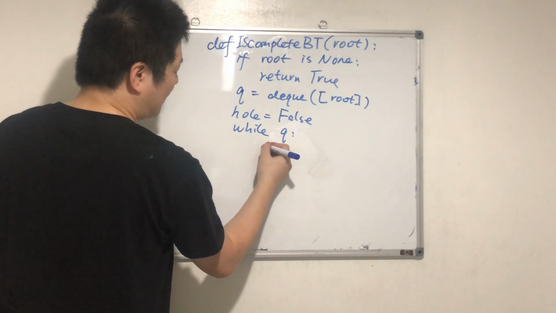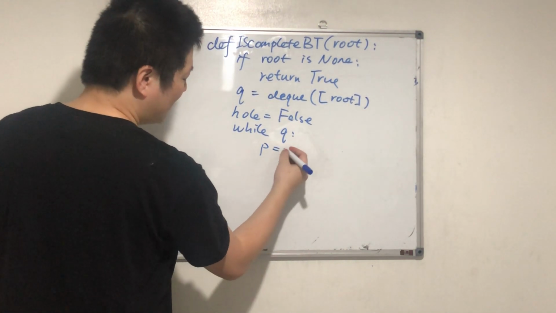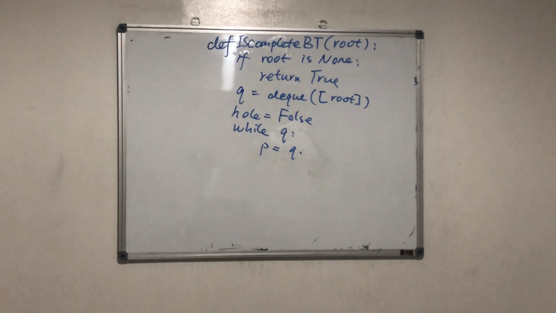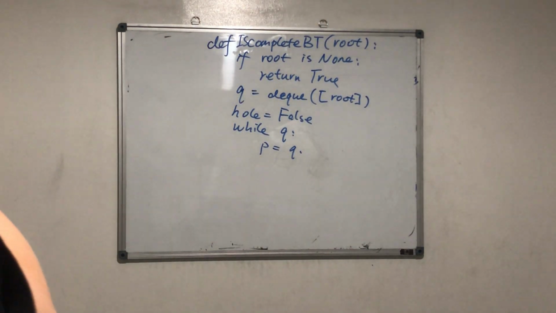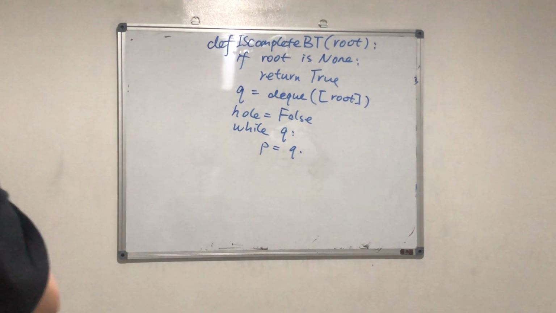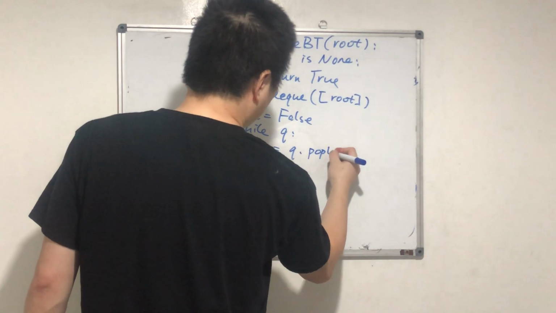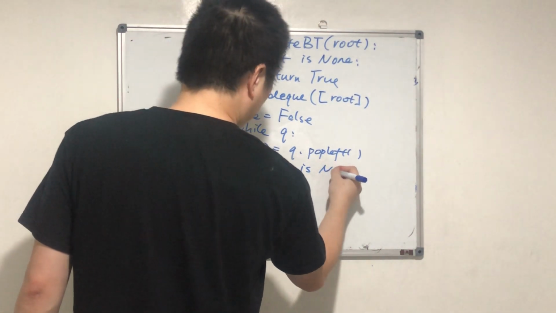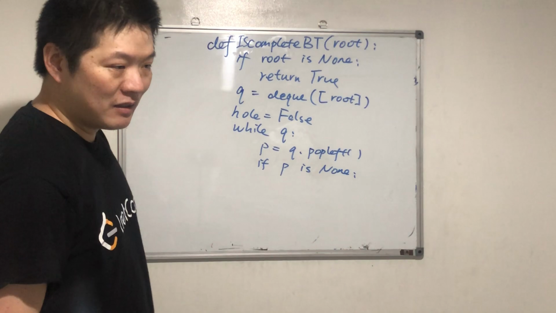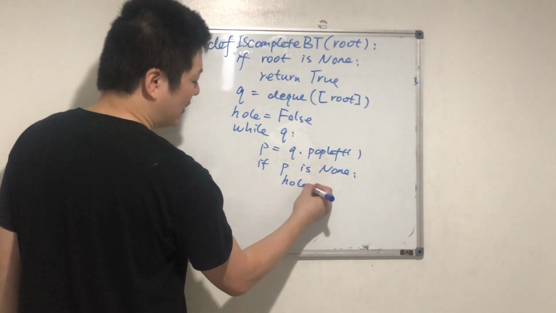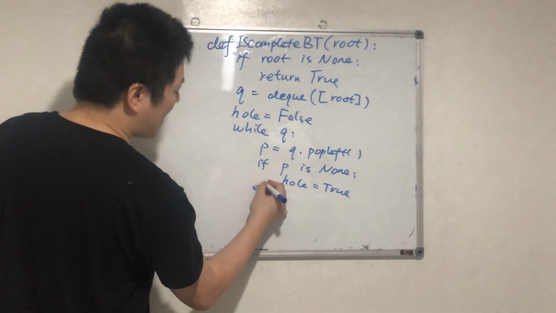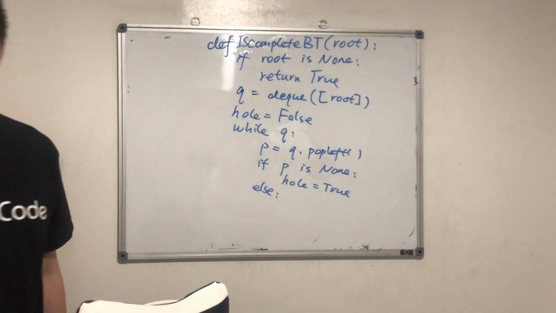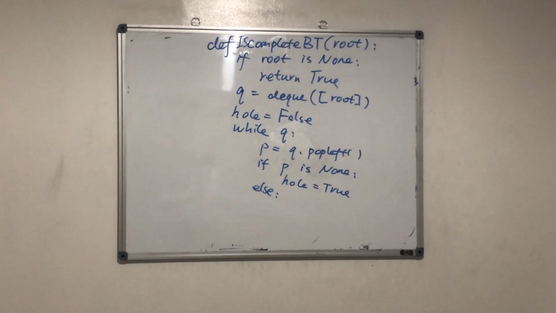I take an element out of Q, the current node P, equals Q dot pop. Pop what? Pop left. So if P is none, if the current node is none, what should we do? We set hole to what? True. Else, what? Else we need to push the kids.